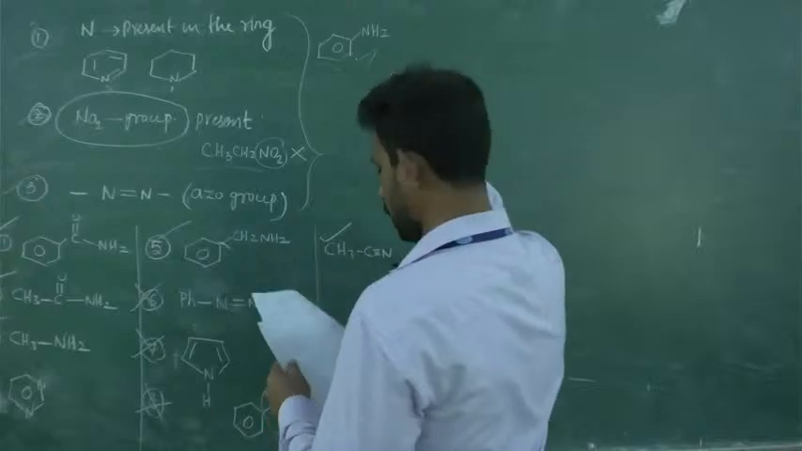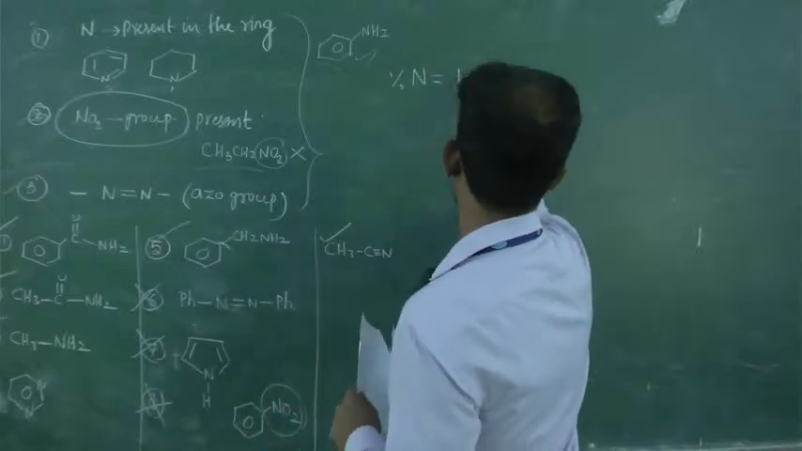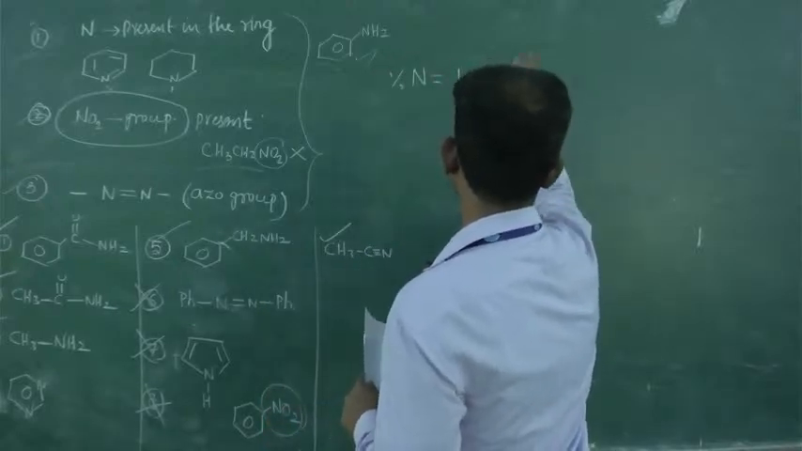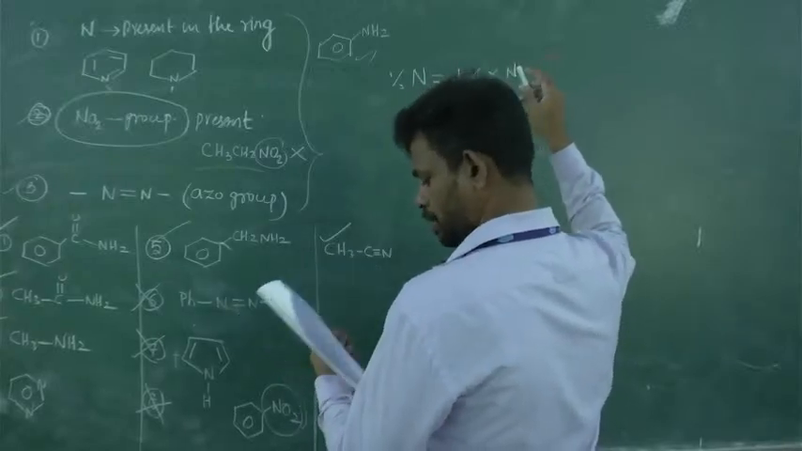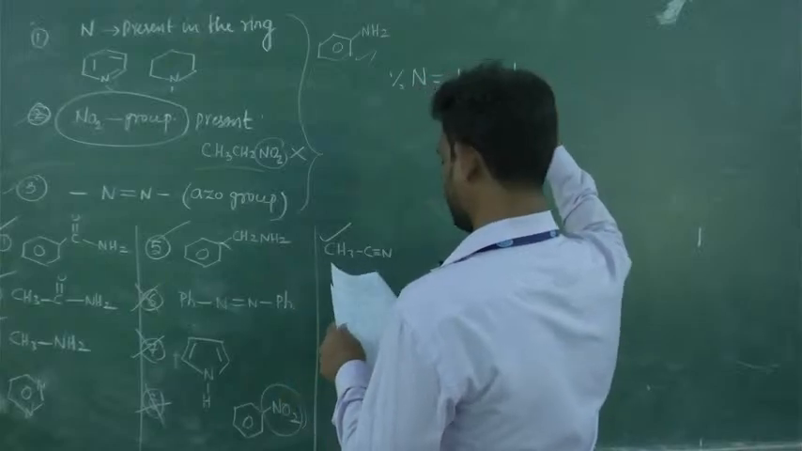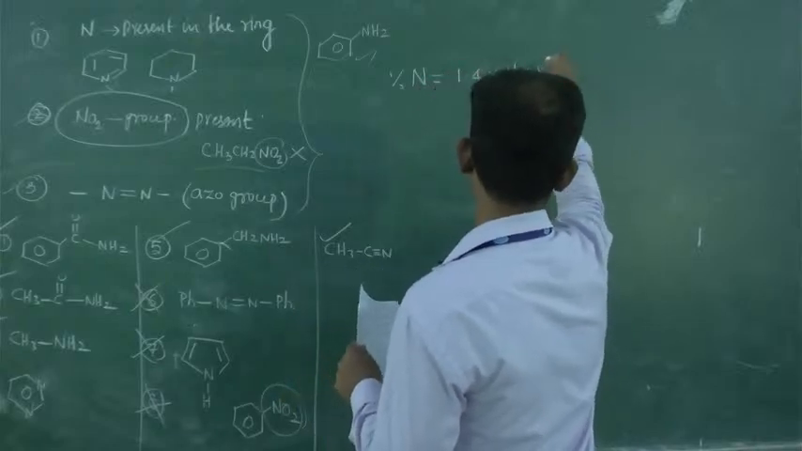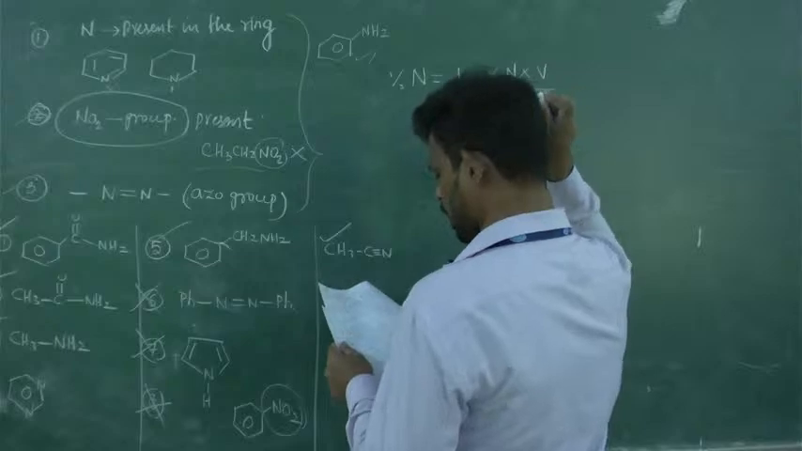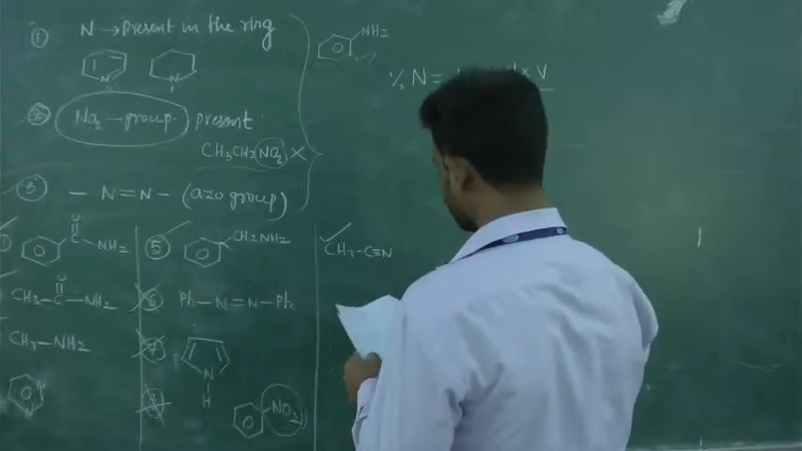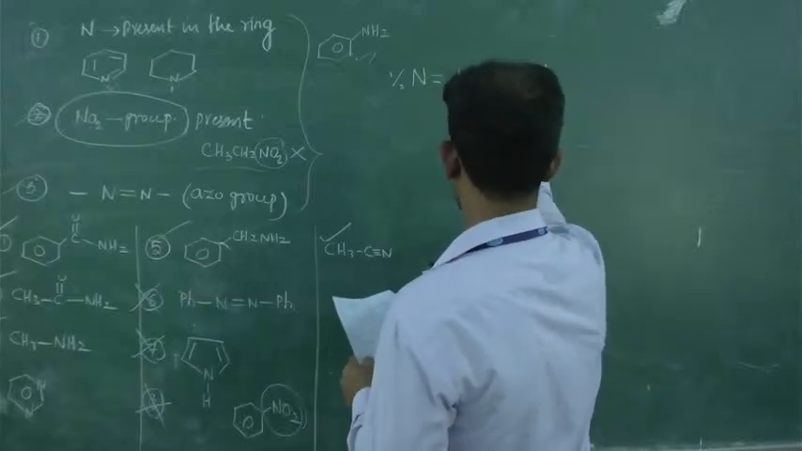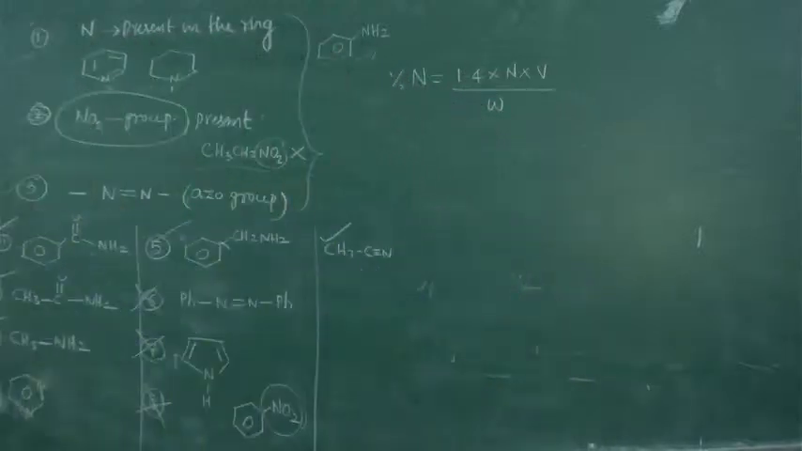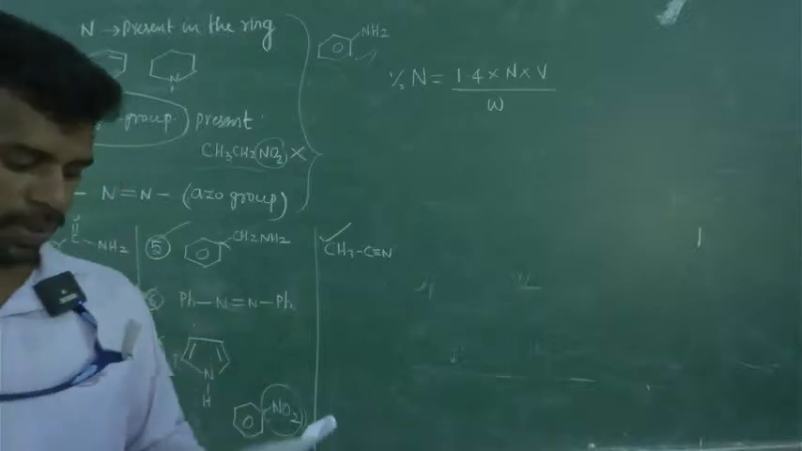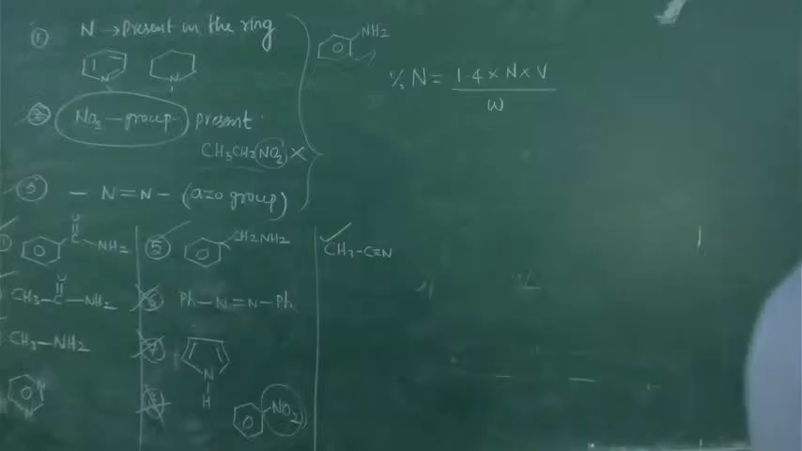The final formula is going to be 1.4, into N, where N is the normality. Next we have the volume of sulfuric acid that is used, divided by the weight of organic compound. This is the formula you have to use to estimate the percentage of nitrogen.